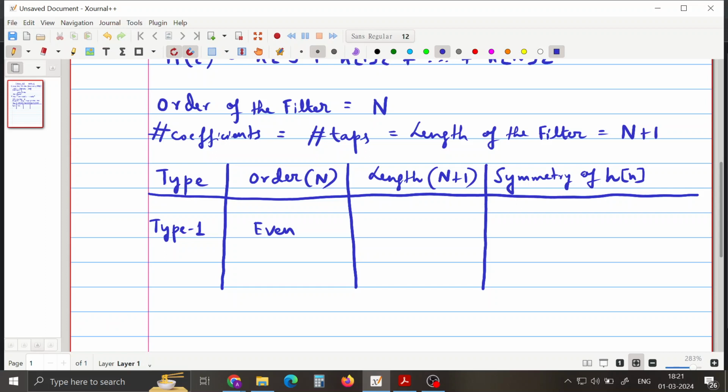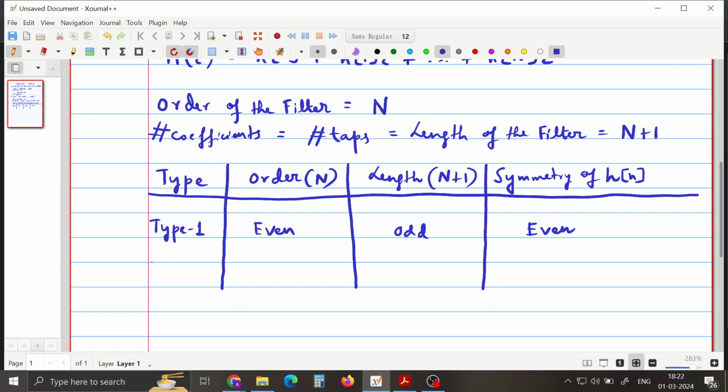And the length: if capital N is even, then the length, capital N plus 1, would be an odd quantity. That's evident. And the symmetry of the impulse response should be even symmetric. You know what even symmetry means: it is symmetric about the center. In other words, h of n is the same as h of capital N minus n for all n between 0 and capital N. So the first and last coefficients would be the same, the second and second last coefficients would be the same, and so on. It forms a mirror image about the center.